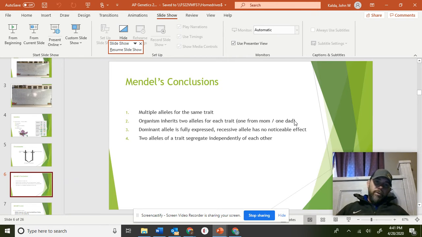And then we take a look at the 2 alleles of a trait segregating independently of each other. As you go through the whole production of meiosis, the 2 alleles are going to separate from each other, meaning there is an equal chance that each of those can be given to the offspring. So that random chance that you could get the purple flower allele, the white allele, and so on down the line.